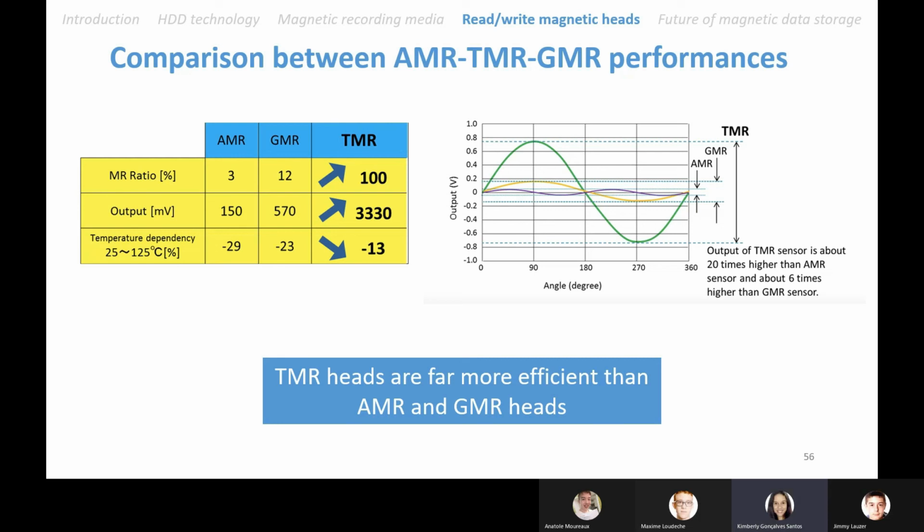Now Maxime is going to talk to you about the future of magnetic data storage and end this presentation.